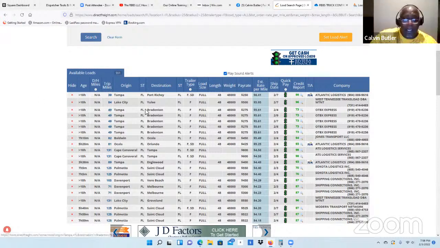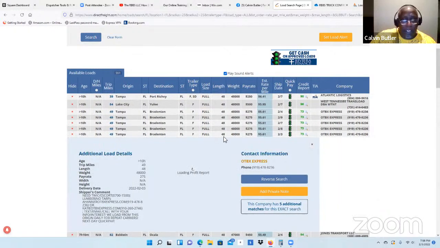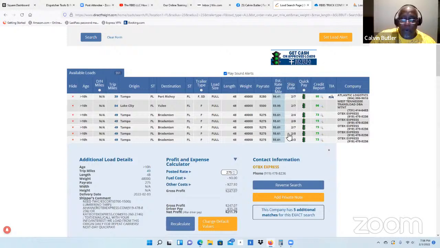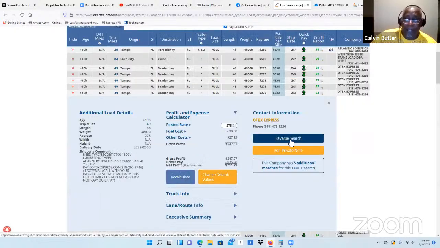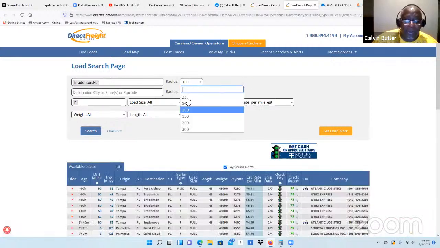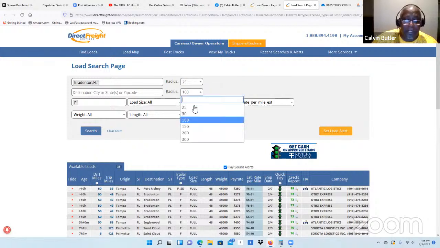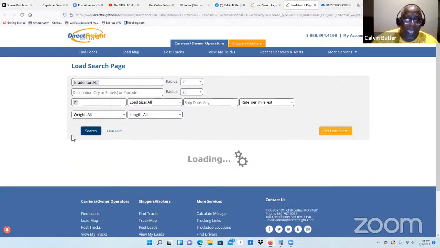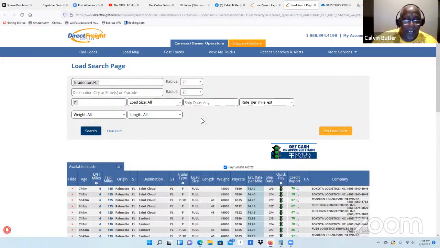Because if you're running that, let's look at the one on the 3rd. If you're running that one on the 3rd, you got Tampa to Bradenton, right? And then you want to find a load that's going back to where? Tampa, because it's only 49 miles. I wouldn't run back to Tampa right away. I would do a reverse search and see what else I got that's running that I can pull and eventually get back to Tampa. I'm gonna take that out.